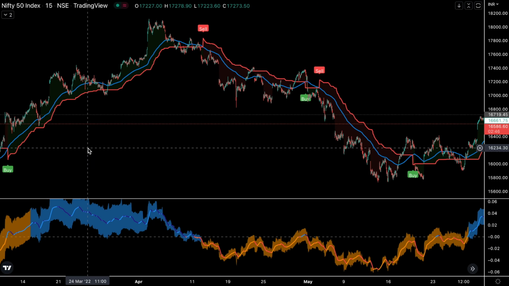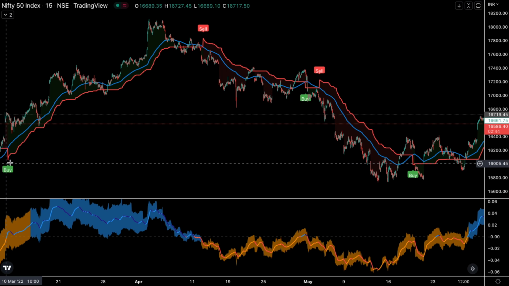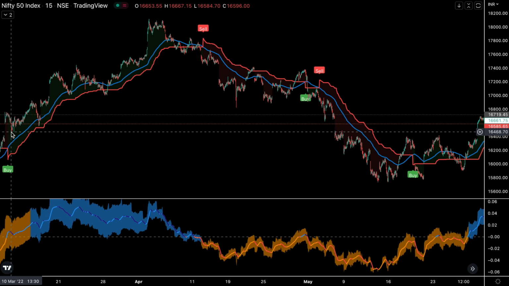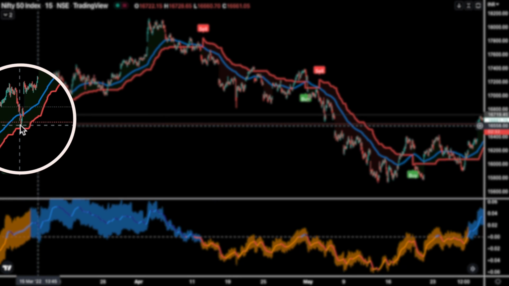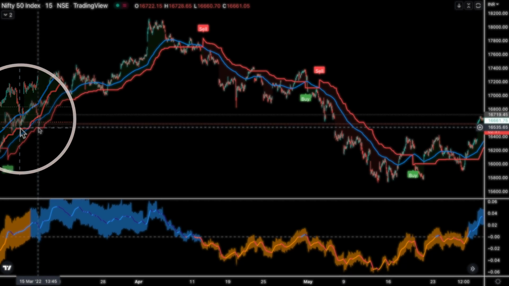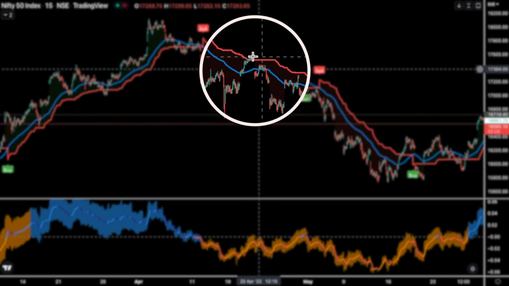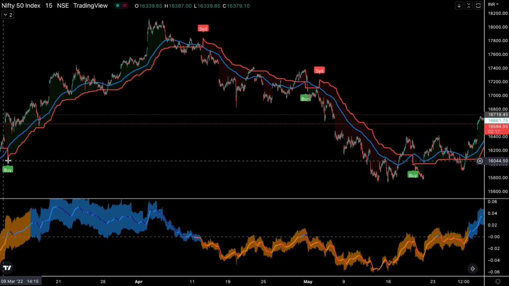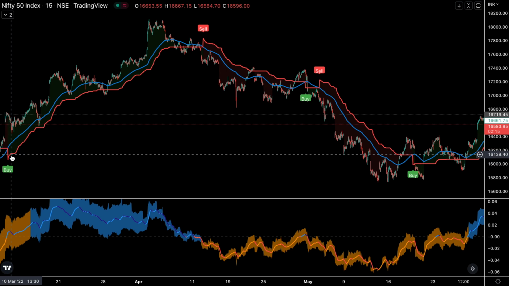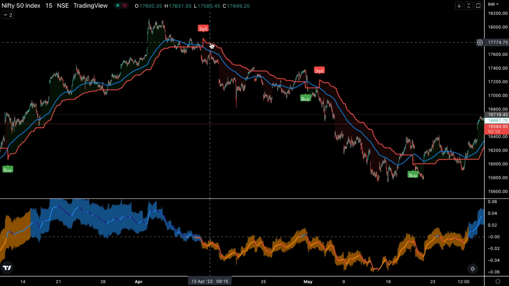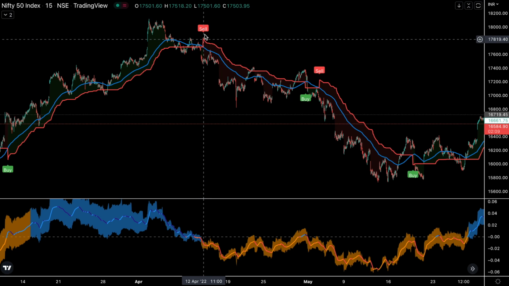For the stop loss, it will be this red line at the entry point, but slightly above or below it. Usually what happens is that the market or the stock price comes very close to this stop loss level and then bounces up like here. Okay, so if you are long, keep the stop loss slightly below this level. If you are short, keep the stop loss slightly above this level, the red line.